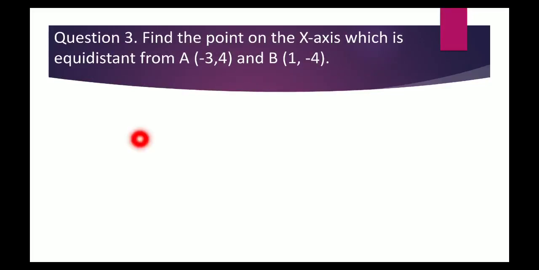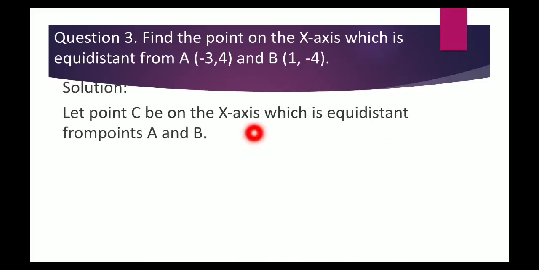Now question number 3. Find a point on the x-axis which is equidistant from A and B. The value of A is minus 3 comma 4 and B is 1 comma minus 4. So children, when we have to find a point on the x-axis, I'll tell you. Now we have to find the point on the x-axis.